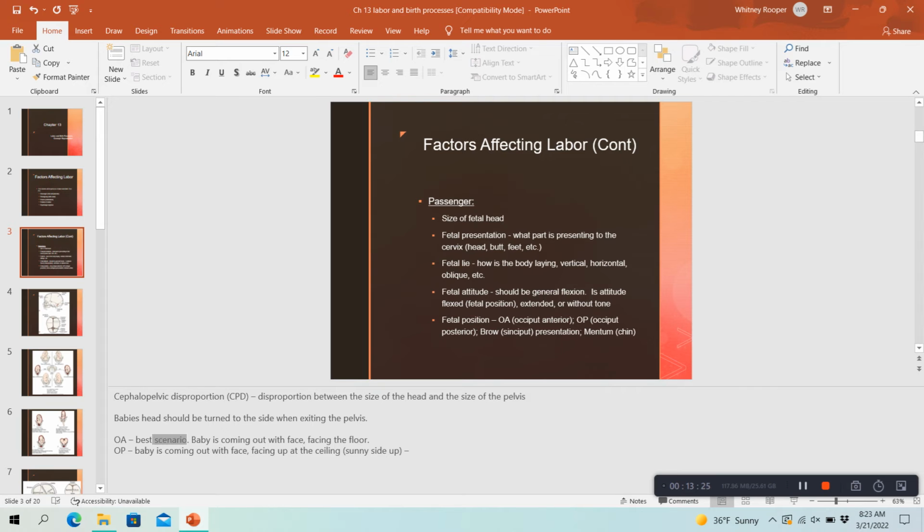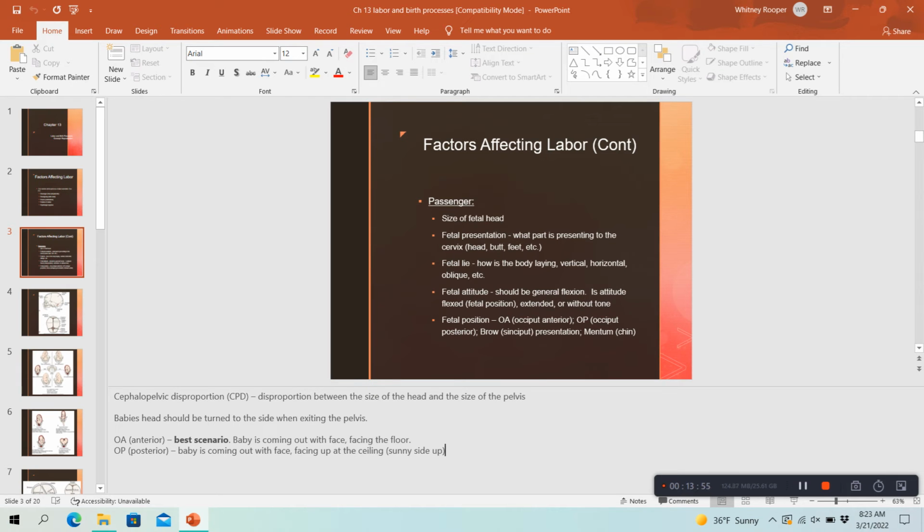But occiput posterior, on the other hand, is when the head can be turned a little bit, but the body is facing up. So the occiput, in this case, is facing the mom's posterior. So either the baby's occiput anterior, which is what we want, meaning the occiput's facing the mom's anterior, or the baby's occiput posterior, meaning the occiput is facing the mom's posterior. Everybody get that?